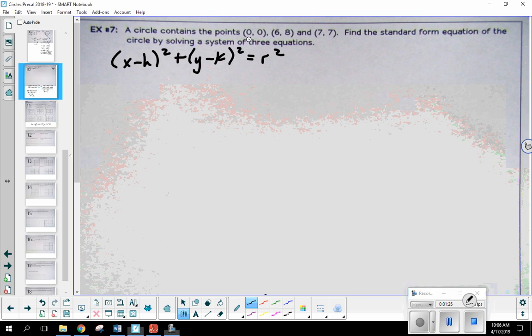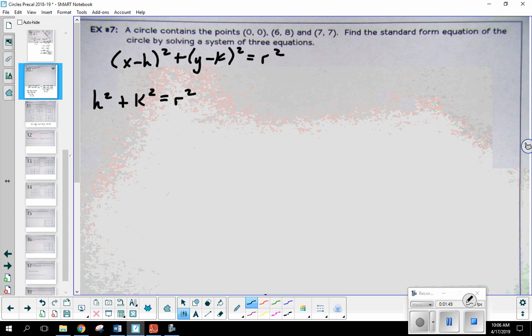So for example, (0, 0), x equals 0, y equals 0. If I were to plug 0 in here, 0 minus h squared would actually become h squared. Same thing would happen: 0 minus k squared would just be k squared. And then that would equal the radius squared. So there's my first equation. Now the others are going to take a little bit of algebra.